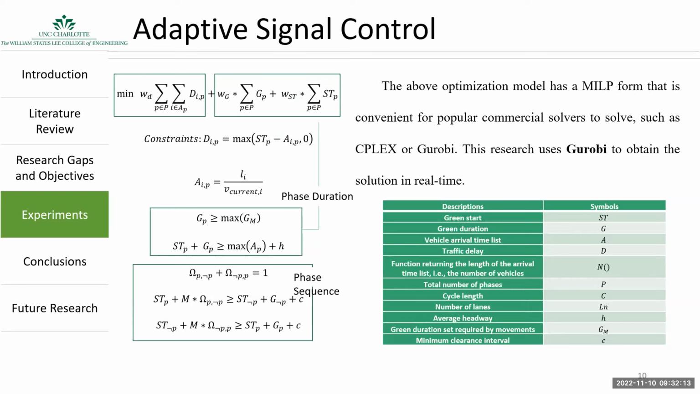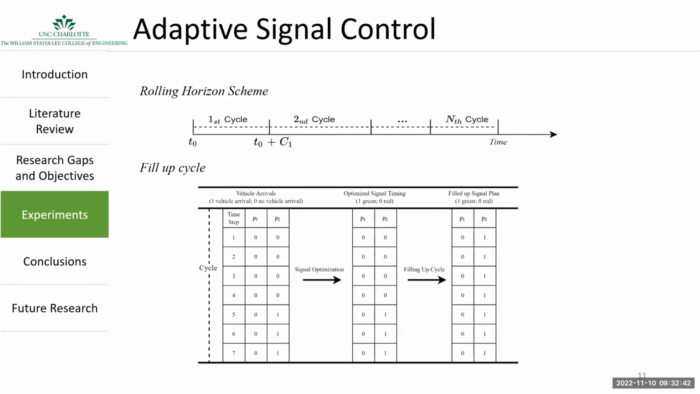So I add a penalty to these two variables in the objective function to balance their magnitude. And in the last three constraints I leverage the benefit of the big M technique so that the phase sequence can be optimized. This optimization model is quite simple and has a nice form that is convenient for popular or commercial solvers to solve. In this research, I utilize Gurobi to obtain the solution in real time.